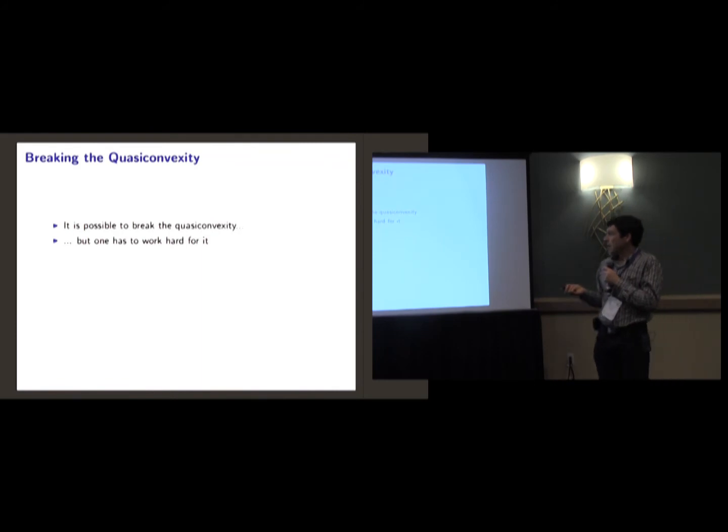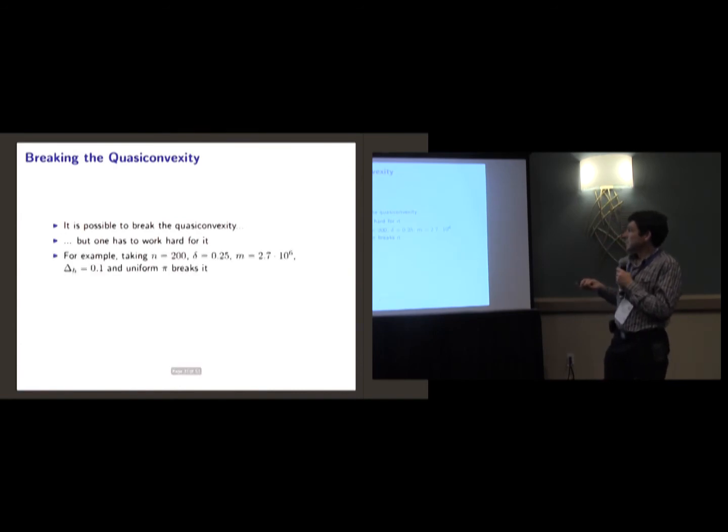Okay, now I've shown sufficient conditions for quasi-convexity of this function. It's actually possible to break the quasi-convexity, so it's possible to construct an example where f of lambda is not quasi-convex, but one has to work hard for it. So here is one example.